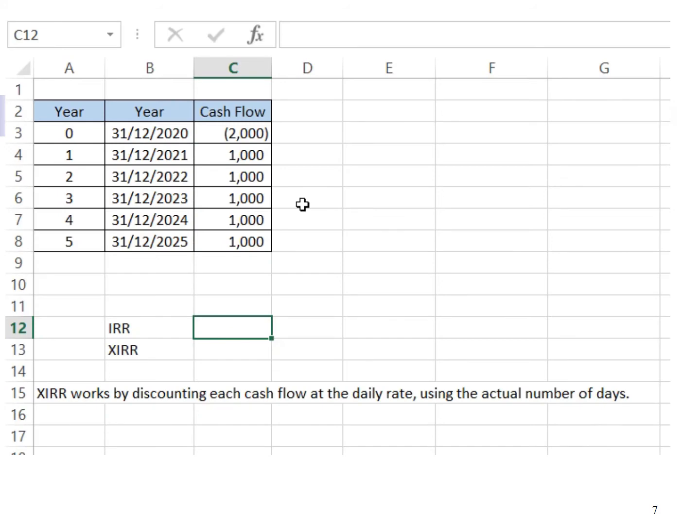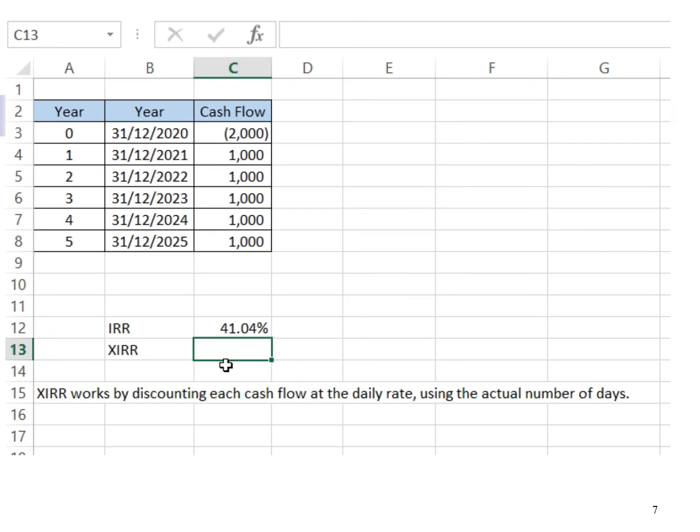In this section, I'm going to calculate IRR and XIRR. The steps are very simple and straightforward. I will compare both results. First, I type equal IRR, open bracket, highlight the values, close bracket, enter, and there's the answer for IRR.